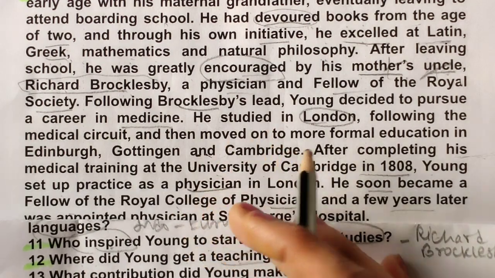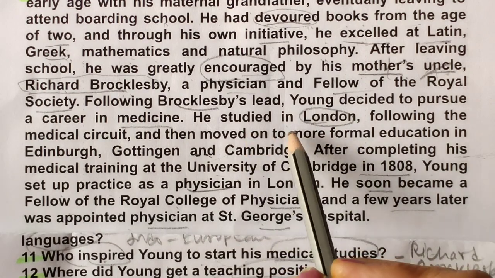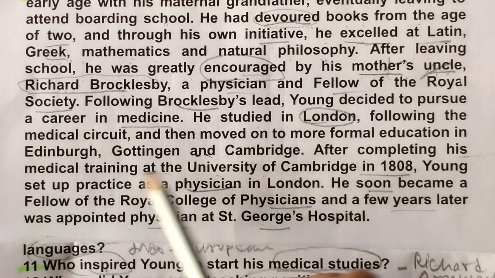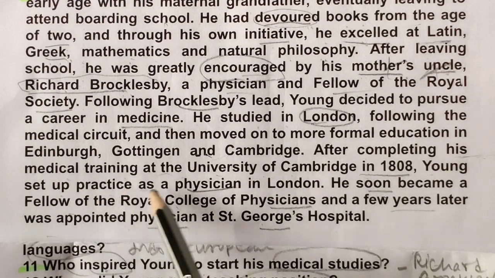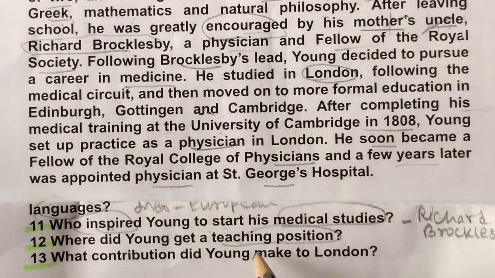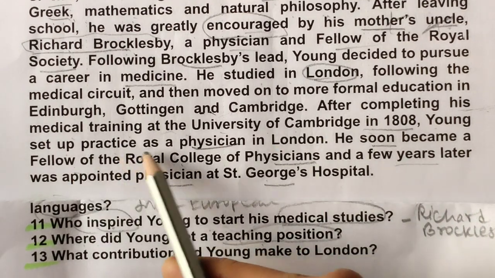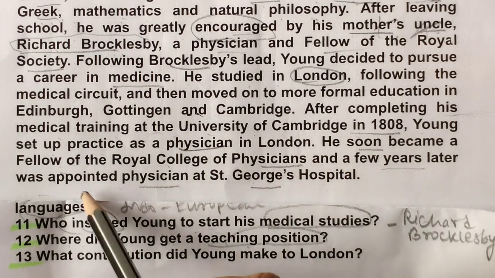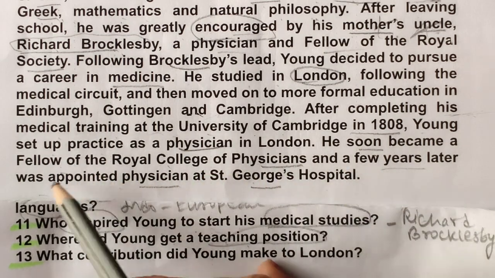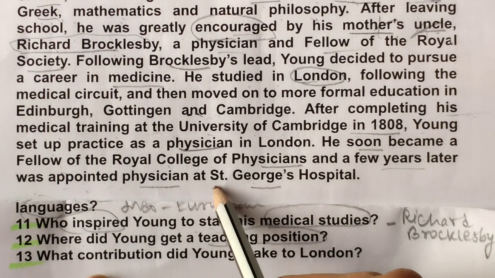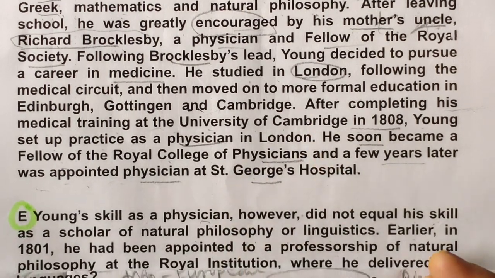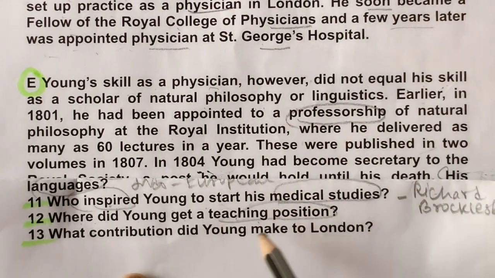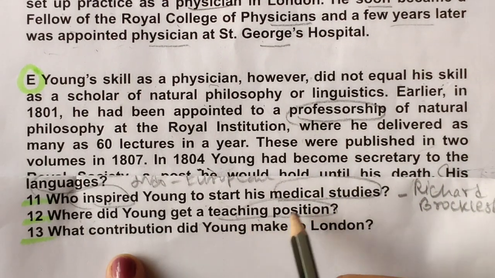Teaching position, they were talking about it somewhere. He studied in London following the medical circuit, then moved to formal education. After completing his medical training, Young set up practice as a physician in London. He soon became a fellow of the Royal College of Physicians. A few years later he was appointed physician. No, but this is not teaching. Teacher, I think here professorship. This is the teacher. Where did Young get a teaching position?